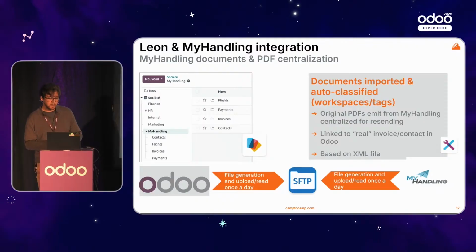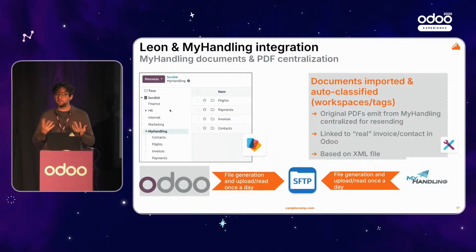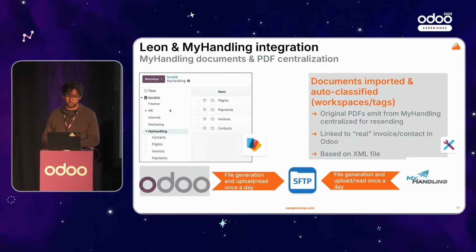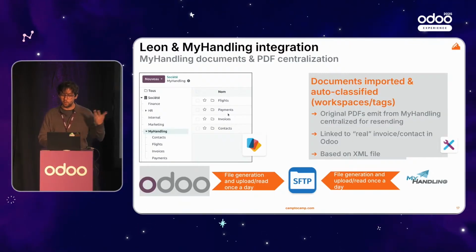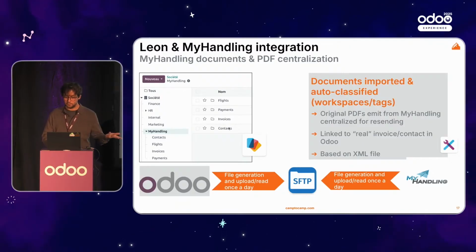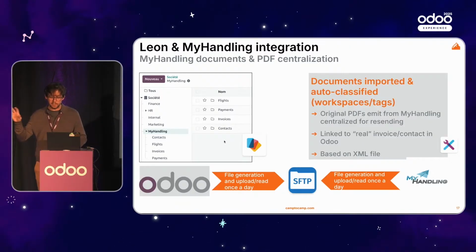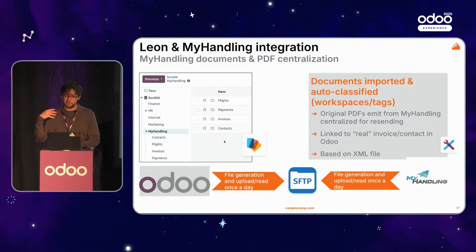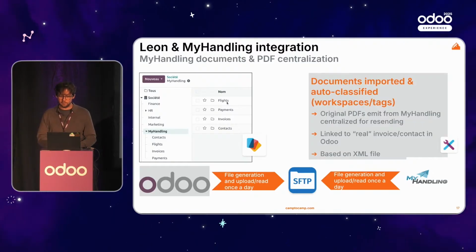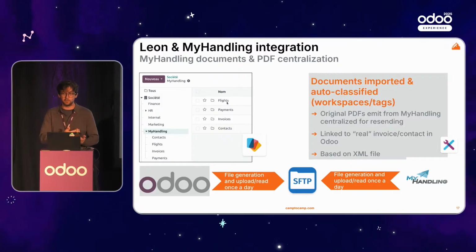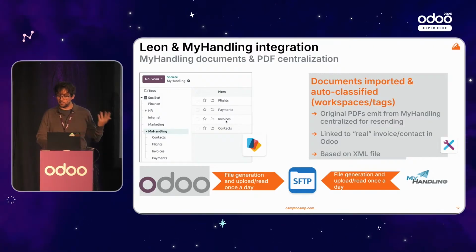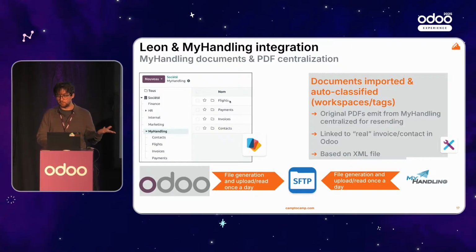Let's talk about that. On the left, you see the classical Documents workspace. In that case, we create a MyHandling workspace with four folders: one for flight, one for payment, invoice, and contact. And every day the MyHandling team sends the XML files directly to Odoo, which we then read with automated actions and server actions, one each for invoices, contacts, payments, and flights.